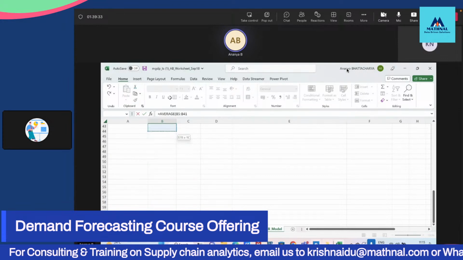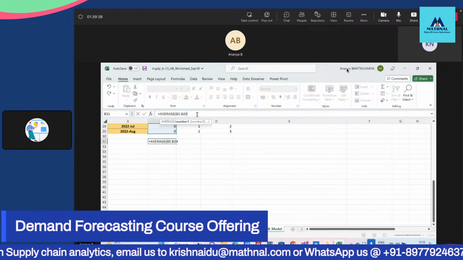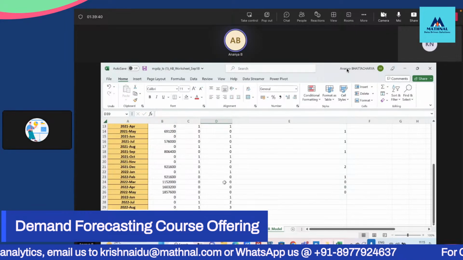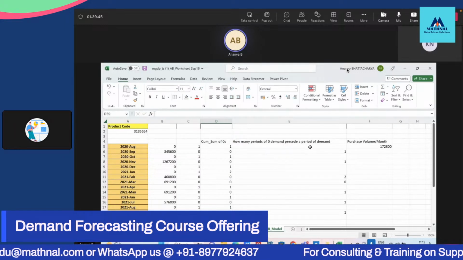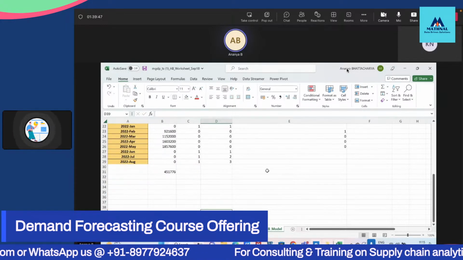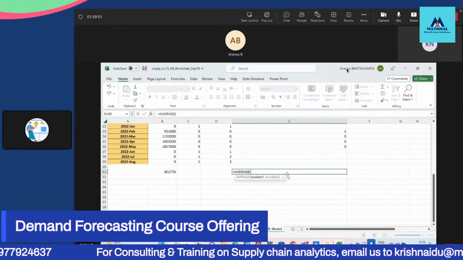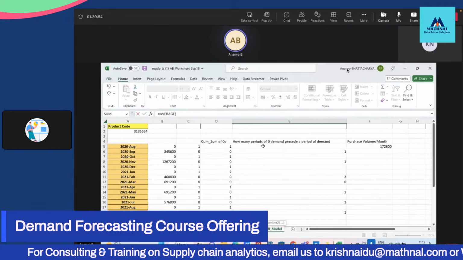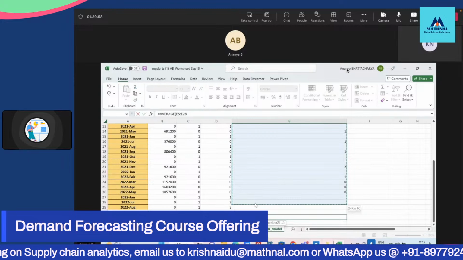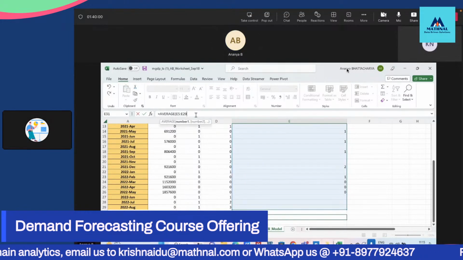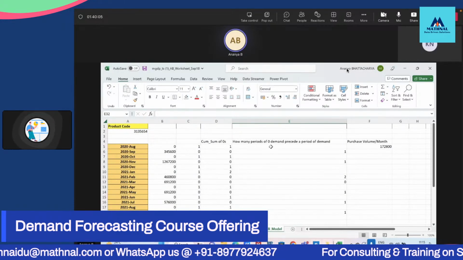So, this is one average. This average gives me how many periods of zero demand precede a period of demand. So I'll take an average of the first one. No, let's get whatever numbers we get, 0.83, whatever. Let's divide these two numbers.